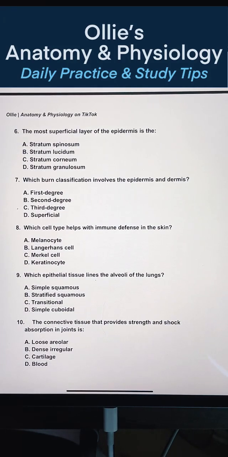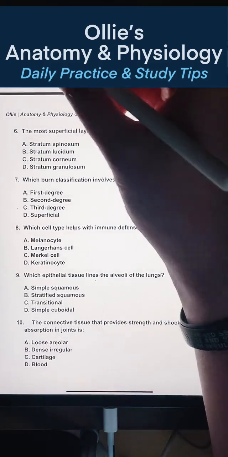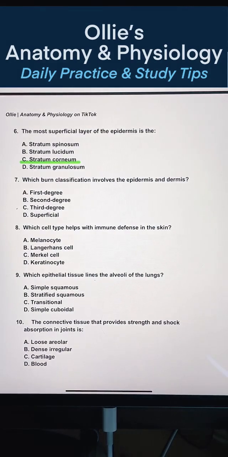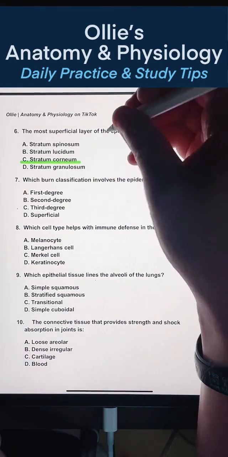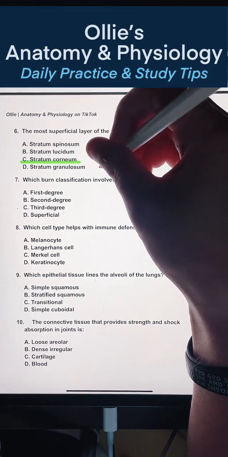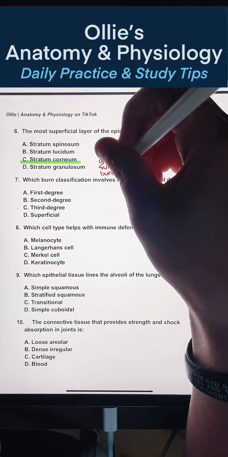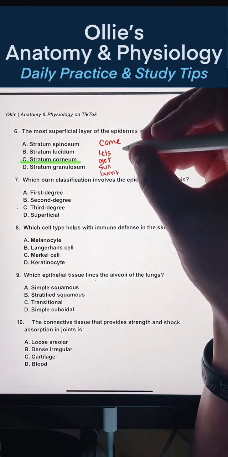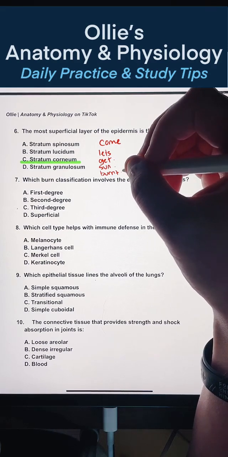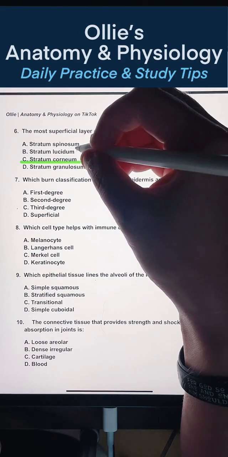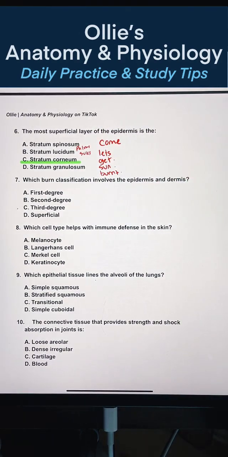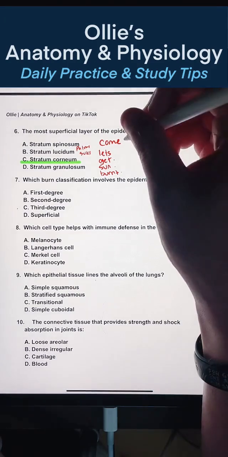Number 6, the most superficial layer, is going to be C. It is the stratum corneum, like we just mentioned. It's the layer where we have mostly dead keratinized cells. And again, we have our little mnemonic: come, let's get sun burnt. With come being corneum, L is lucidum, G is granulosum, S is spinosum, B is basal layer. Remember, lucidum is only in your palms and the soles of your feet. All right, makes sense? Remember, come, let's get sunburned.